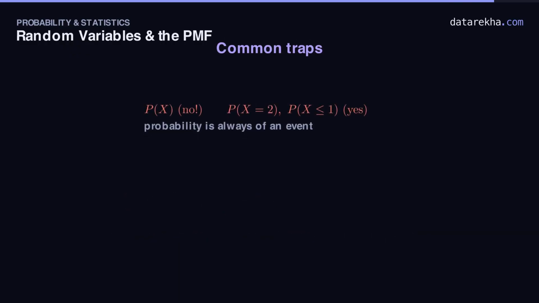Trap 1. There's no such thing as the probability of X on its own. Probability is always of an event. X equals 2, X at most 1, X between 1 and 3. Always name the event. Trap 2. Never trust a mass function without checking it sums to 1. If the probabilities don't total 1 or any is negative, it simply isn't a valid PMF.